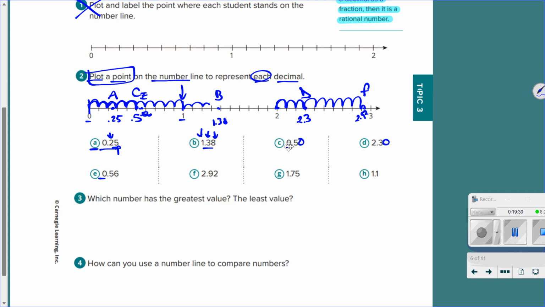All right. G, $1.75 or 1 and 75/100. Where am I going to start? Where am I going to stop? Somebody different, guys. Halfway in the middle because it's 5, and we know 75 comes right in the middle of 70 and 80. So that's G. And the last one, 1 1/10.